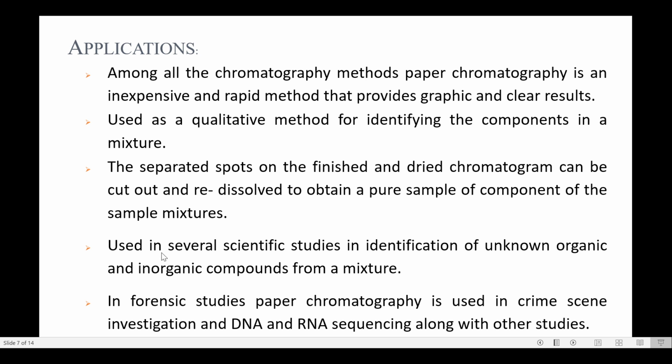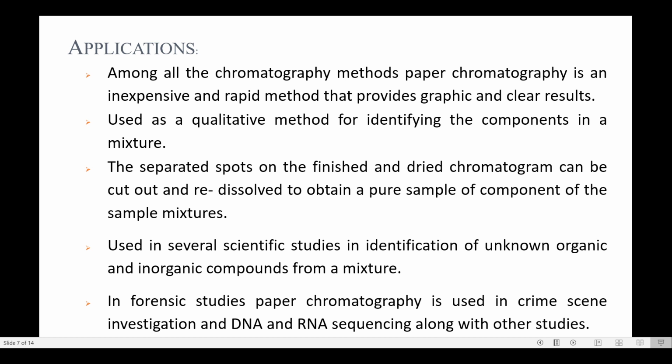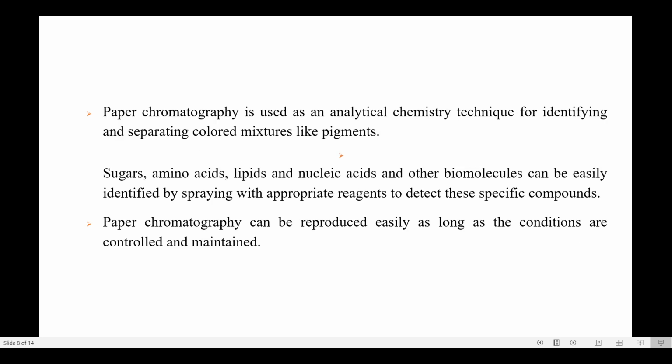The technology is used in several scientific studies in identification of unknown organic and inorganic compounds from a mixture. In forensic studies also, paper chromatography is used in crime scene investigation and DNA and RNA sequencing along with other studies. It is used as an analytical chemistry technique for identifying and separating colored mixtures like pigments. Sugars, amino acids, lipids, nucleic acids, and other biomolecules can be easily identified by spraying with an appropriate reagent to detect these specific compounds. It can be reproduced easily as long as the conditions are controlled and maintained. These are a few applications of paper chromatography.